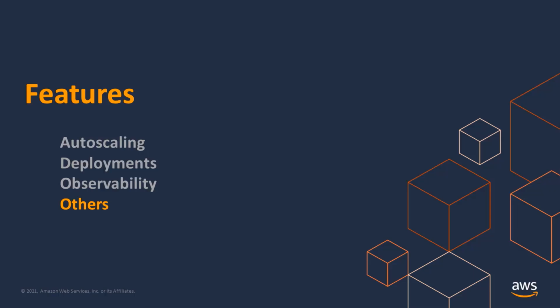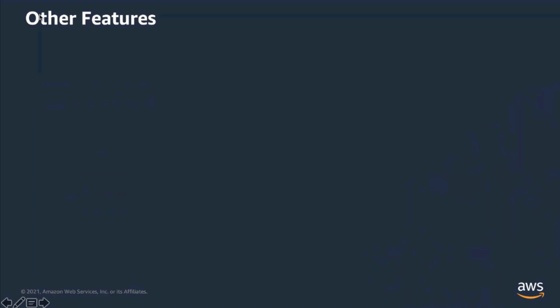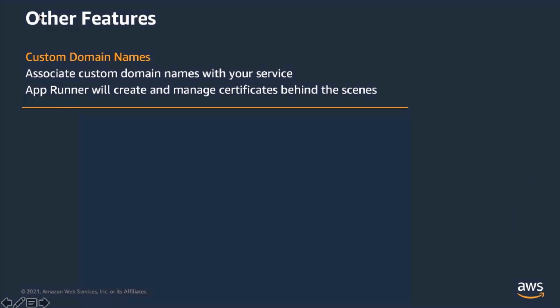All right, so finally, these are just a few other more advanced features that we have in App Runner. I'm not going to go through a demo for each of these, but I just wanted to touch upon these to let you know about them. We have support for custom domain names. You may have noticed that the service URL that we provide to you is under the App Runner domain, but if you own your own domains and you want to associate custom domain names, you can do that. You don't have to manage any of the certificates. We manage that for you behind the scenes.